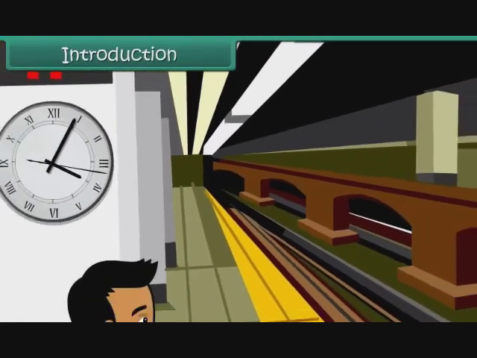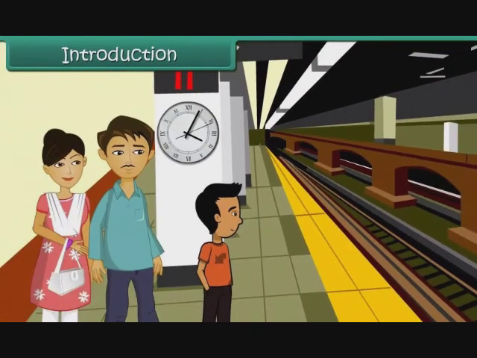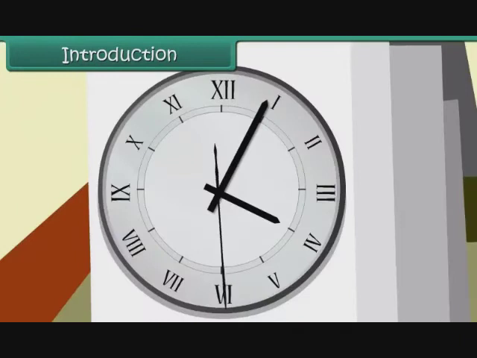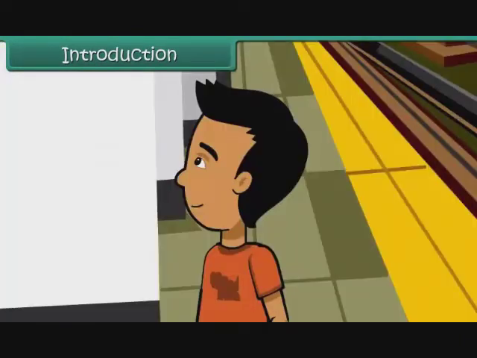Abhishek is at the railway station with his parents. They are going for summer holidays to Mathura. Their tickets are reserved on the 4:30 train. Abhishek is looking at the huge railway clock. He wants to find out when the train would start.